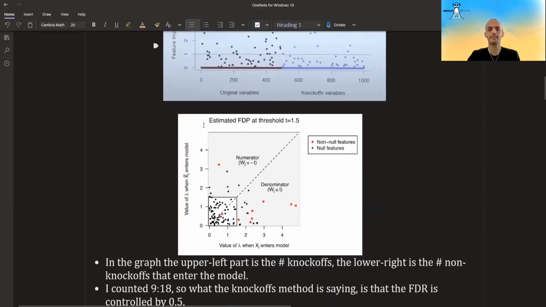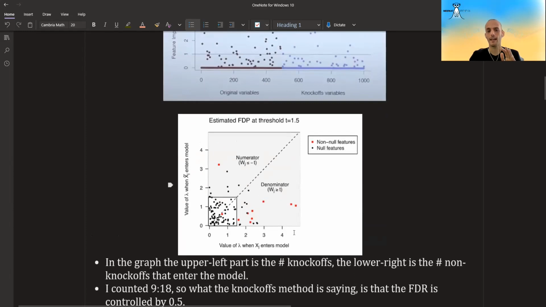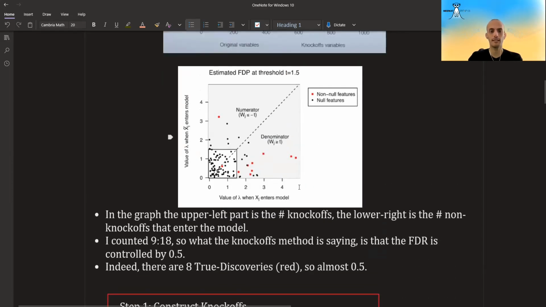But instead of this, let's make it two-dimensional. In the x-axis, it's the feature importance value given for the original feature. And in the y-axis, it's the feature importance value that was given to the knockoff. So everything below the diagonal means that the original feature got a stronger signal, a stronger importance than the knockoff. And everything above the diagonal means that the knockoff got a stronger and better signal than the original. So what the knockoff method says is ignore for a second the red and the black.